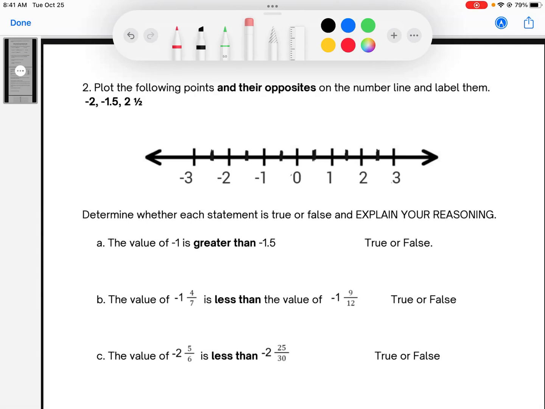All right, let's complete number 2. It says plot the following points and their opposites on the number line and label them. So we have 3 numbers. If we're plotting those and their opposites, we should end up with a total of 6 points. Right? So I'm going to start off with the -2.